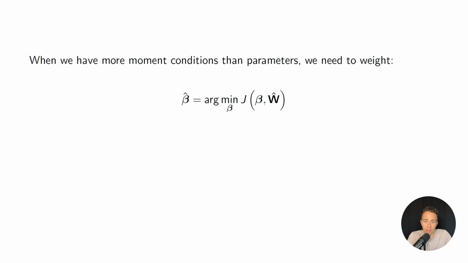So in that case, J is going to be a function of both the parameters that we're trying to minimize the objective over, and this weighting matrix, which we call W hat. And we just stick this W hat weighting matrix in the middle of the two g function dot product, and then we'll get the over-identified GMM estimator objective function.